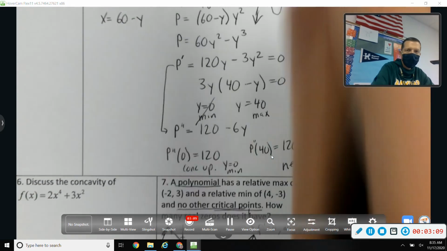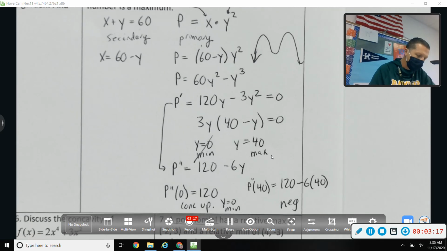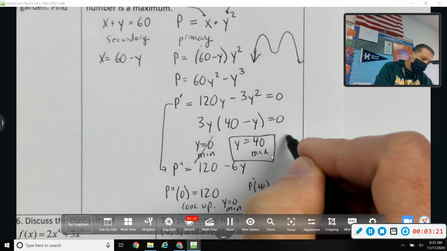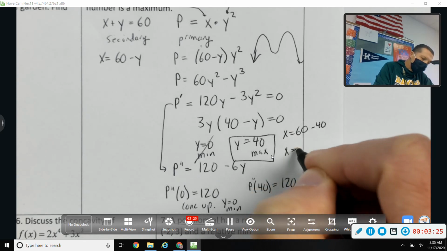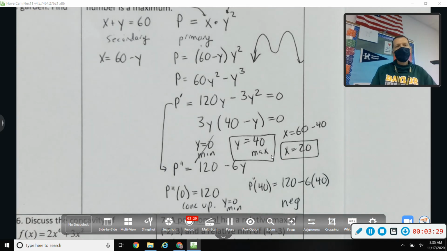But what was the question that was asked? Again, always make sure you answer the right question. Find two positive numbers. So it didn't ask for the product, it wants both positive numbers. So y equals 40 is one of the numbers. x is 60 minus 40, so x equals 20 is the other number. And again, it could have asked for the product. So the last step is always, make sure you answer the right question. Or questions, it could have asked for multiple things.